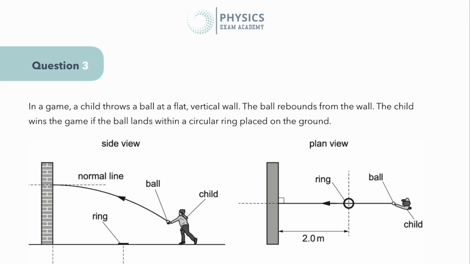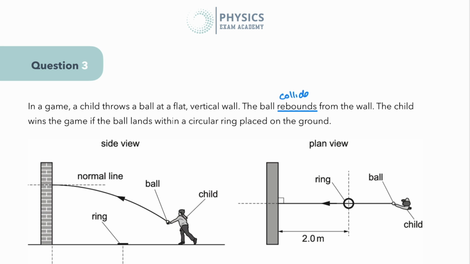Question 3. In a game, a child throws a ball at a flat vertical wall. The ball rebounds from the wall. The child wins the game if the ball lands within a circular ring placed on the ground. And we've got 2 diagrams here. Whenever you see the word rebound or collides, I start thinking about momentum, because explodes is another word. We're thinking about the topic of momentum.